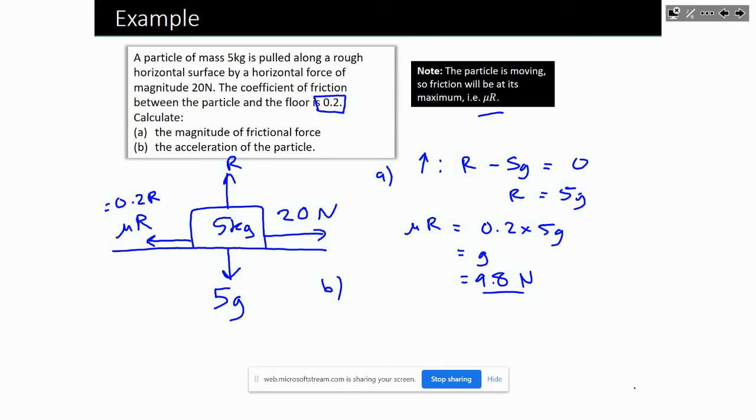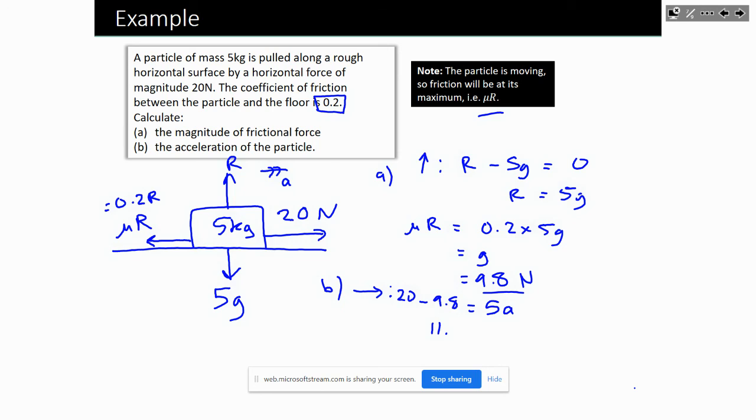For B, the acceleration of the particle, now we need to resolve our forces horizontally along the horizontal plane. So when we do that, we have 20. So if it's accelerating, we know we're accelerating in the direction that the object is being pulled. Friction can't make it accelerate the other way. It resists motion. So if we resolve forces this way, 20 minus our friction, minus 9.8, will equal our mass, which is 5, multiplied by our acceleration.